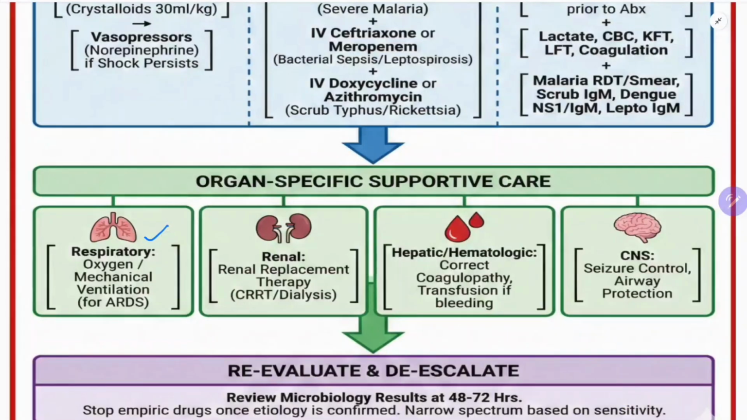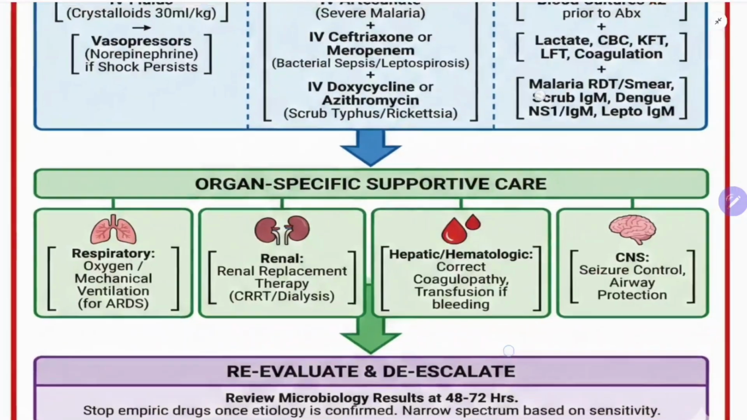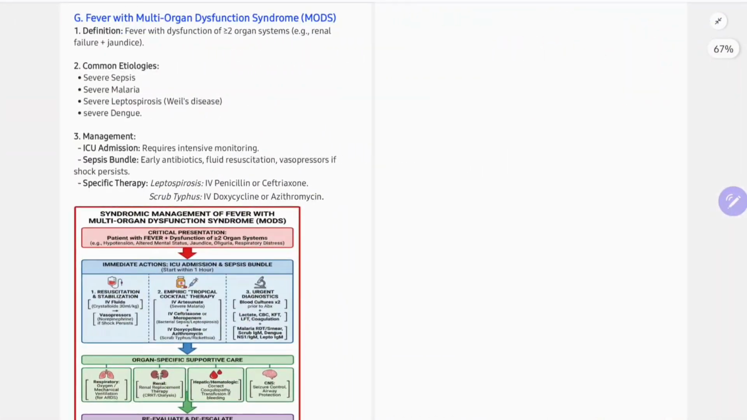Organ-specific supportive care should be given. For respiratory, it is oxygen or mechanical ventilation. For renal, it is renal replacement therapy. For hepatic or hematologic, it is correction of coagulopathy, and transfusion if bleeding is there. CNS: control the seizures and airway protection. If there is edema, you give mannitol. Then reevaluate and de-escalate after 2 to 3 days when you have confirmed the etiology. So that's all about the syndromic management of diseases.